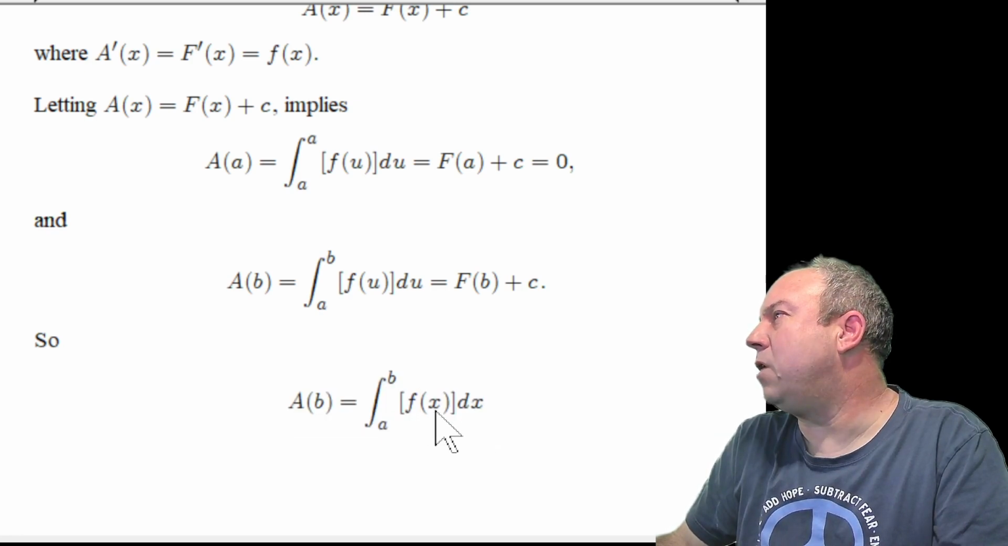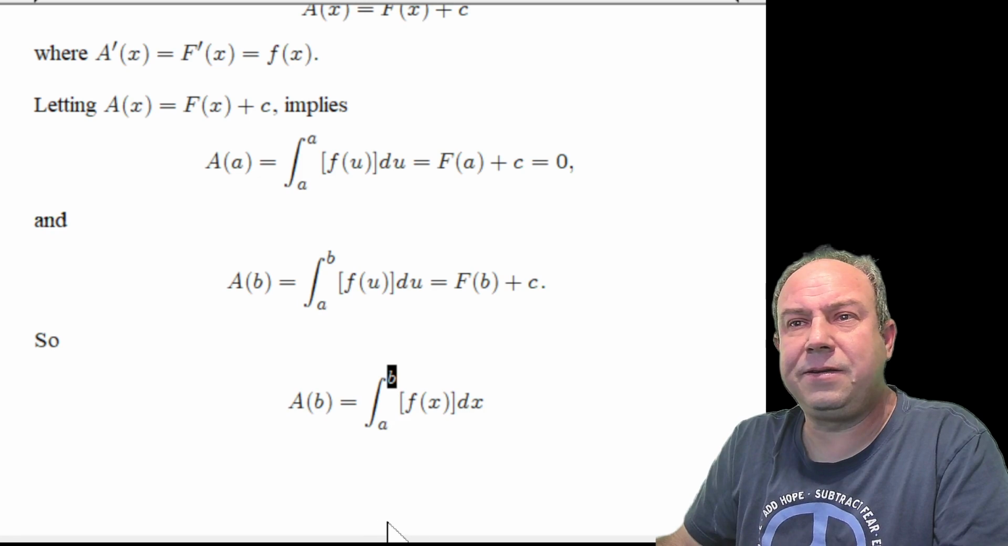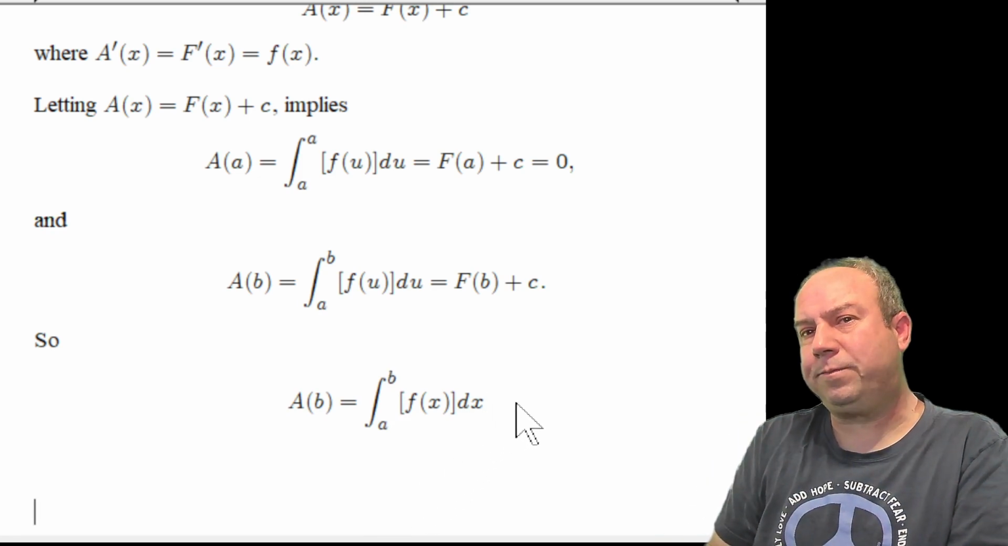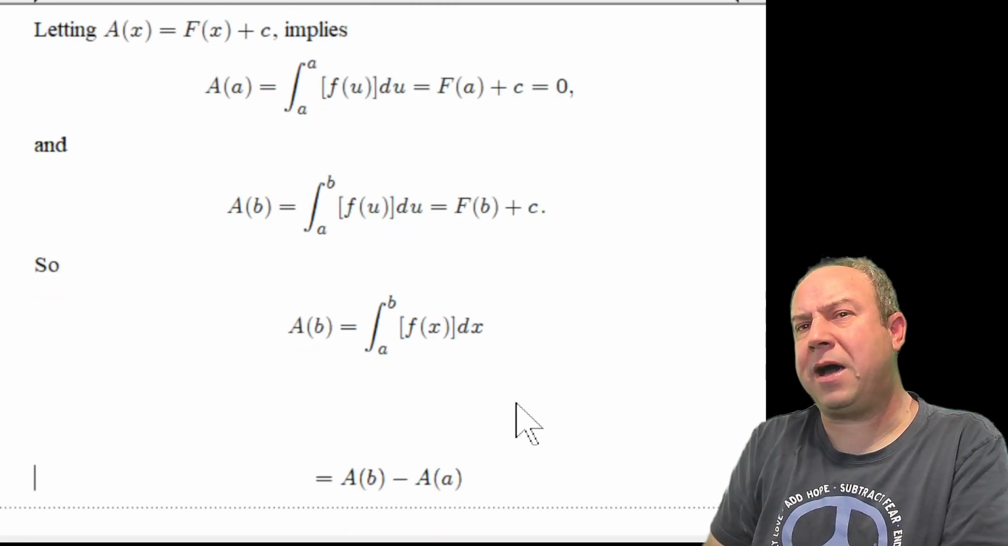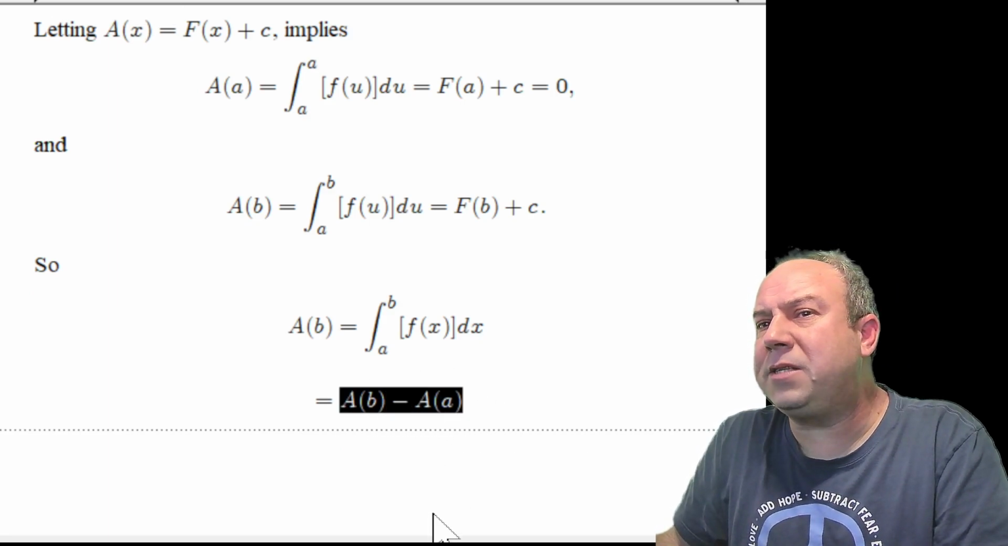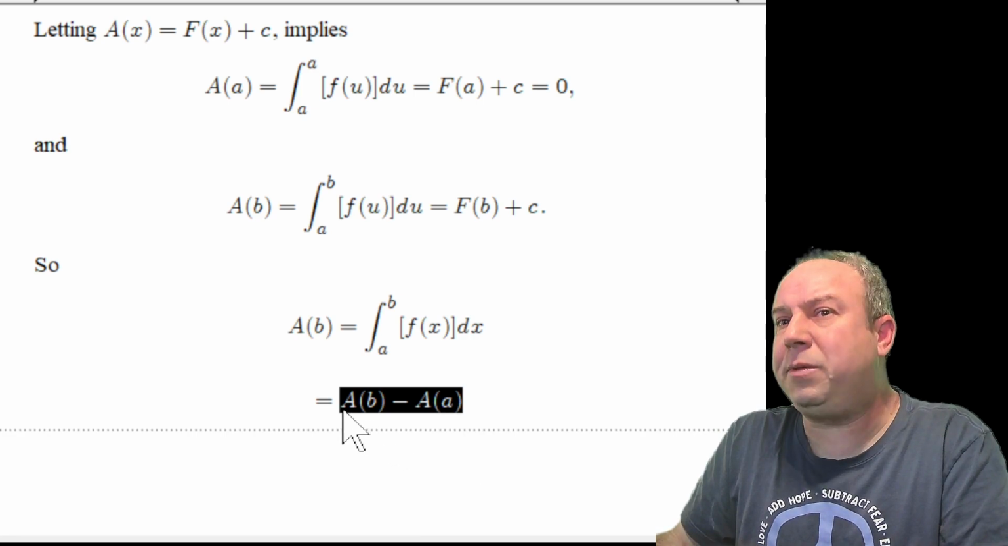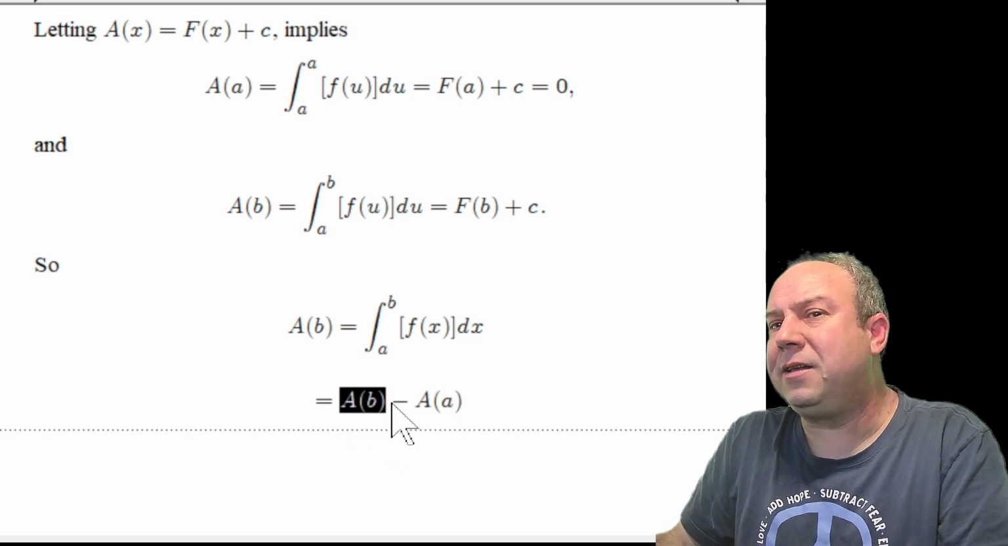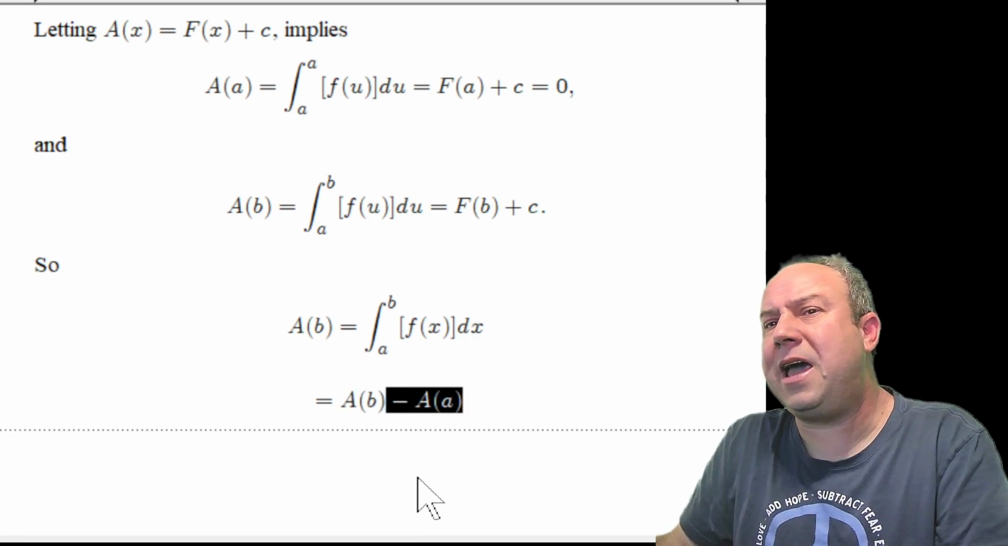Right? Because we no longer have to reserve x for that upper bound. X has been replaced by little b. Now, what else can we say about A at little b? Well, A at little b can also be said to be equal to cap A at little b minus cap A at little a.